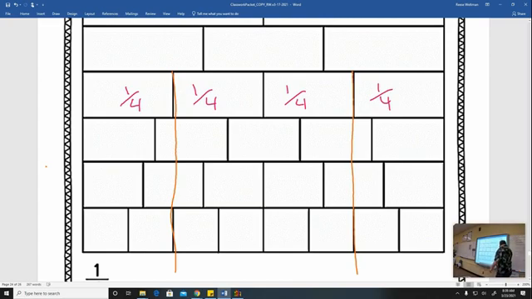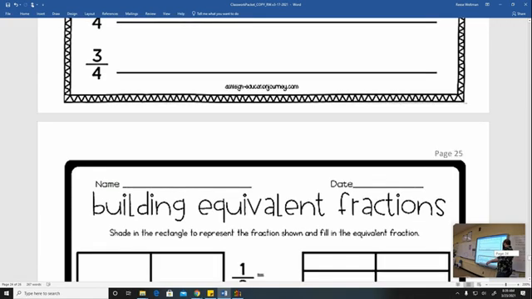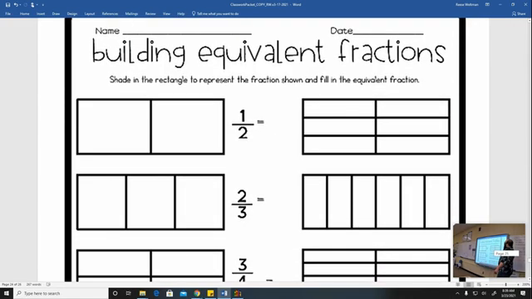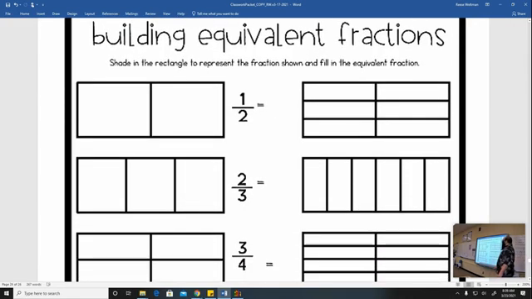Now, really quickly, guys, flip to the next page. Go ahead and chart it. And let's look at this building equivalent fractions page. Everybody go ahead and flip to this one. Everyone flip to this one. Ian, flip to this page, please. Building equivalent fractions. It's the next page. Everybody should be on this one while we go over really quickly.